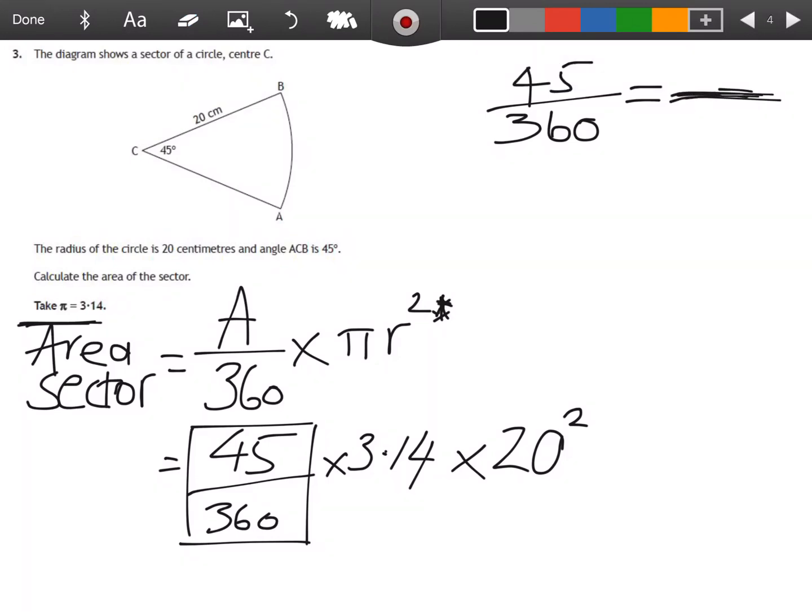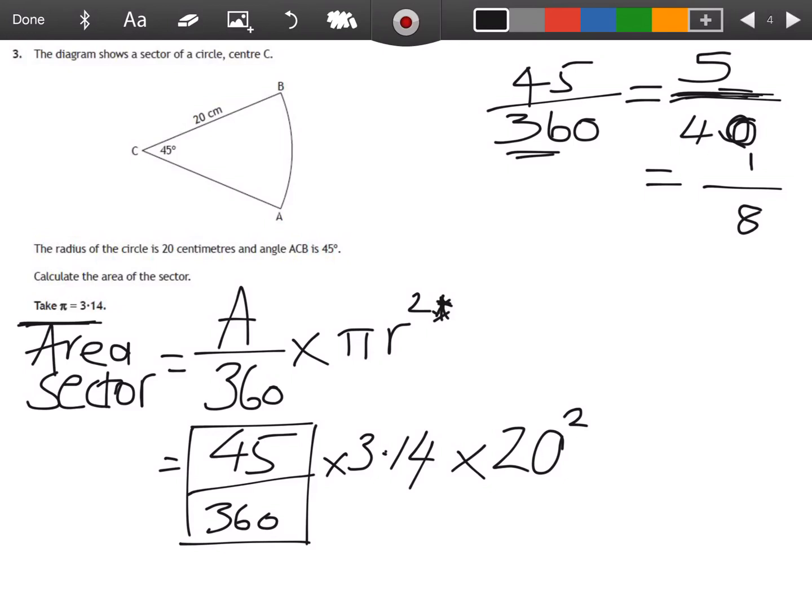Right, 45 and 360, divide them both by what? I'll divide them both by 9, okay? At the top, how many 9s make 45? 5. At the bottom, how many 9s make 360? Well, I know that four 9s make 36, so it's actually 40. But that 5 over 40 goes down again. Divide top and bottom by 5. It's 1 over 8. Basically, 45 degrees is an eighth of a circle.